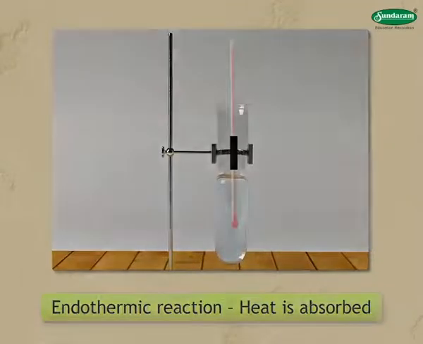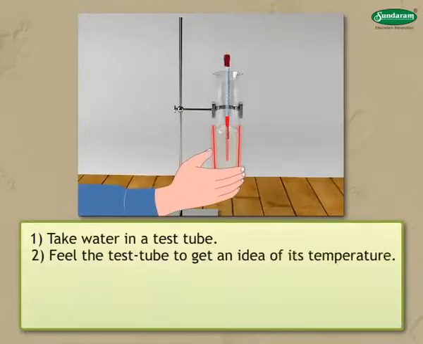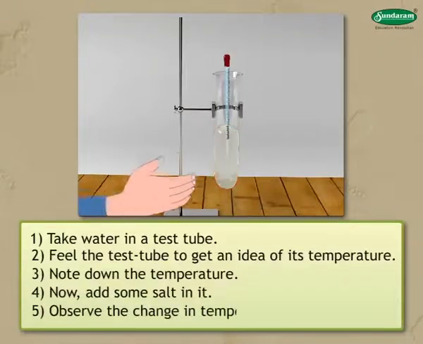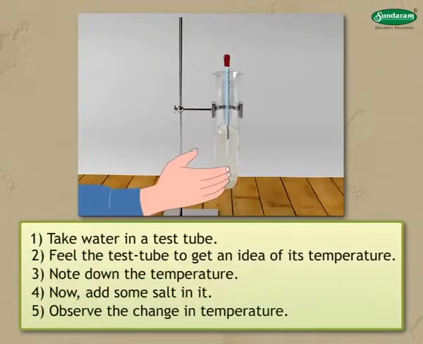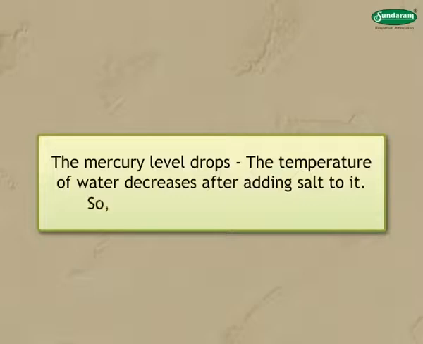Let us try this. 1. Take water in a test tube. 2. Feel the test tube to get an idea of its temperature. 3. Note down the temperature. 4. Now, add some salt in it. 5. Observe the change in temperature. We can observe that the mercury level drops, that is, the temperature of water decreases after adding salt to it. So, it is an endothermic reaction.